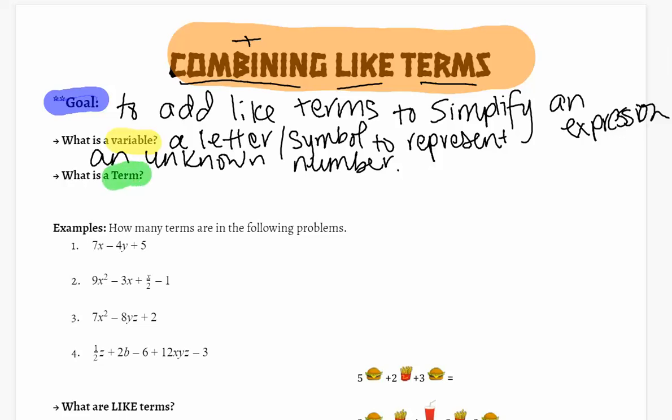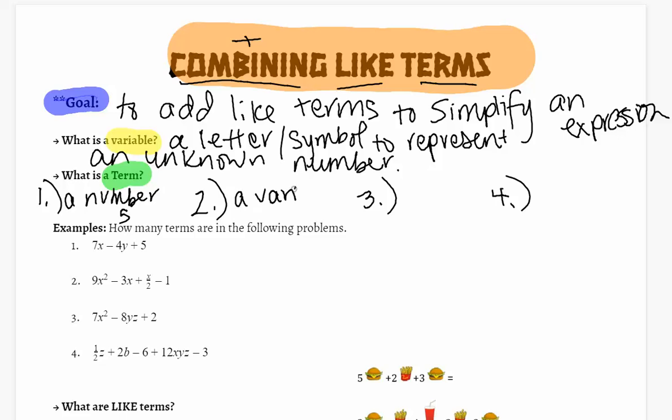So now we want to talk about what it means to be a term. In order for something to be a term, it is one of four things. So a term can be a number. An example of a number would be 5. A term can be a variable. An example of a variable is x. A term can be a product. And in math, product means what? Product means to multiply. So if I take my number and my variable and I multiply together, 5 times x is just 5x.